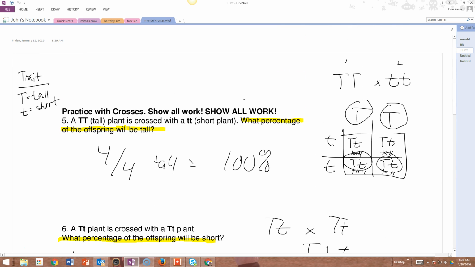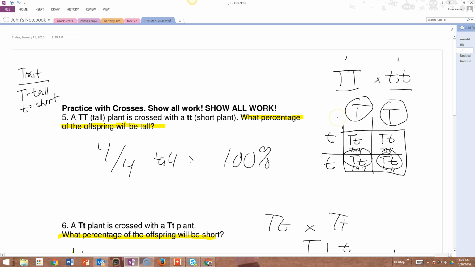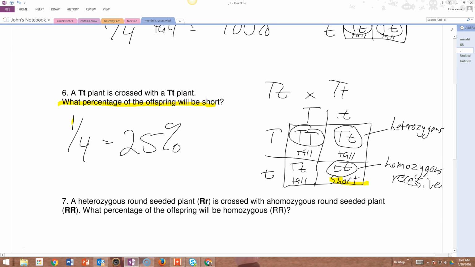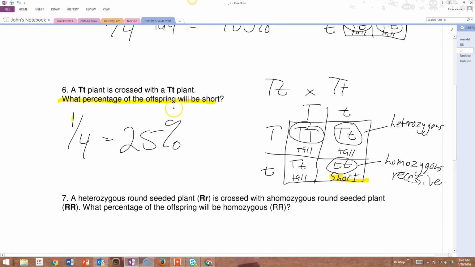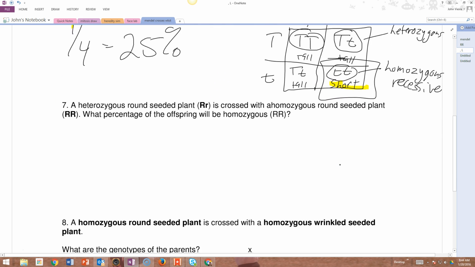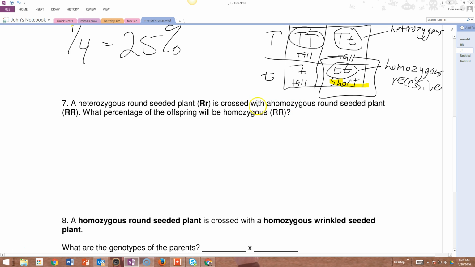So we did this one already. Okay, it's kind of the same thing as before. If you cross a purebred tall with a purebred short, you're going to get 100% tall. If you cross two heterozygotes, it's not asking you how many will be tall, it's asking you short. So it's actually asking you for this one now. Okay. Now it's asking you a little bit differently. It's not asking you for the phenotype. It wants you to know what is the percentage of a genotype.